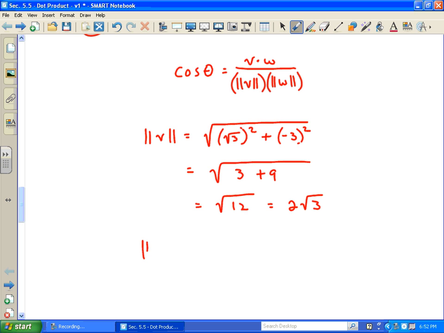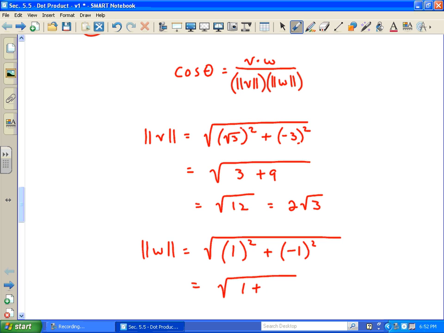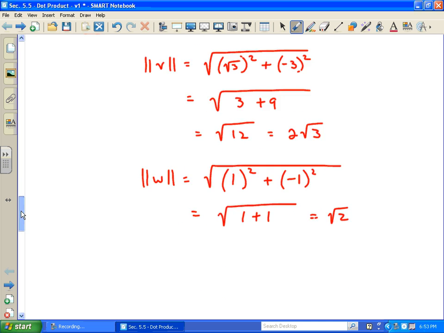All right, let's find the magnitude of w. The magnitude of w was its horizontal component squared. Its horizontal component was 1, plus the vertical component was negative 1, and you're squaring that. This would end up being 1 plus 1, so this is square root of 2. So now that we know the two magnitudes of v and w, we can use our formula.